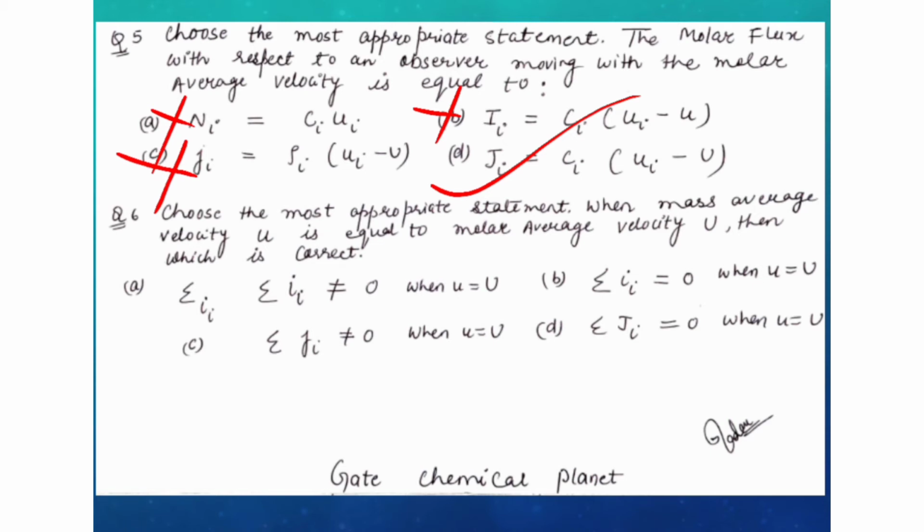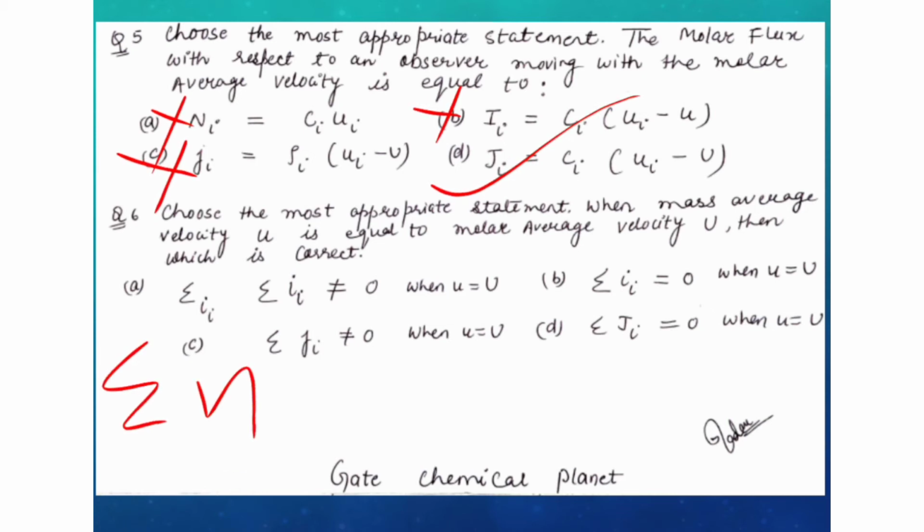Now move on to question number 6. Choose the most appropriate statement. When the mass average velocity small u is equal to the molar average velocity capital U, which is the correct statement? So how will we give the proper answer for this question? Students, always remember that when the mass average velocity is equal to the molar average velocity, then only two values are equal to 0. And what are those values?